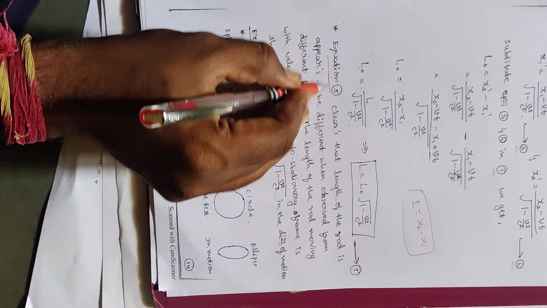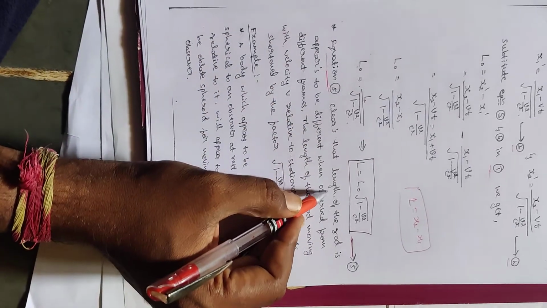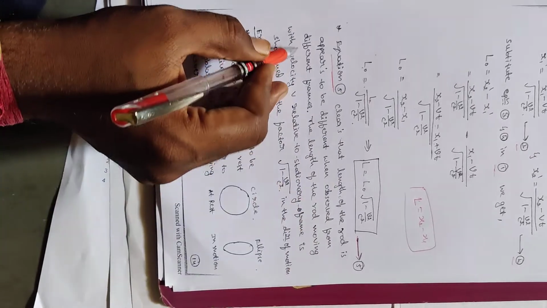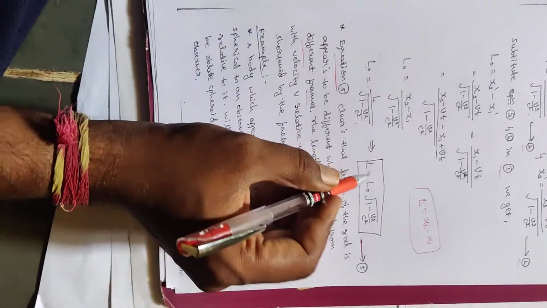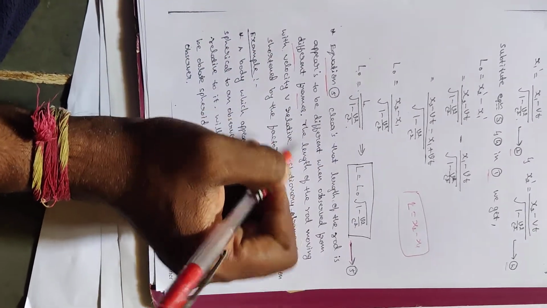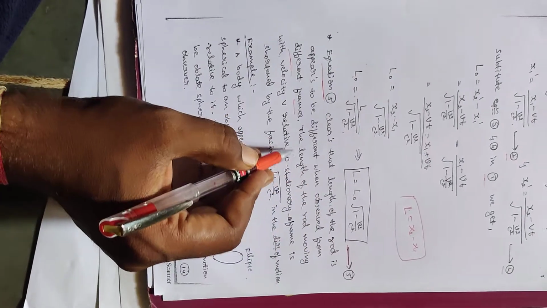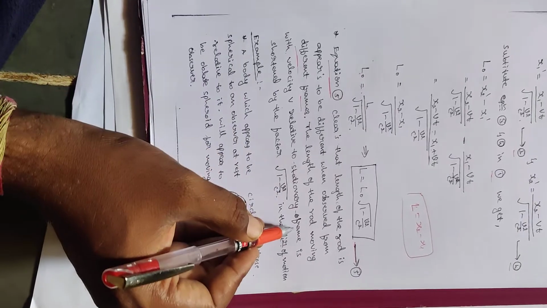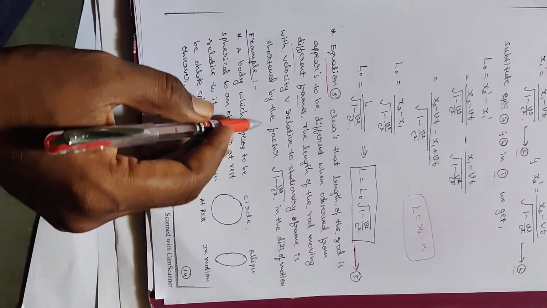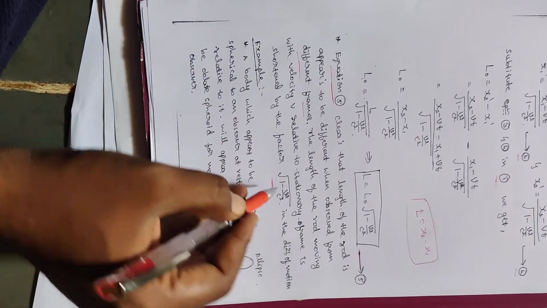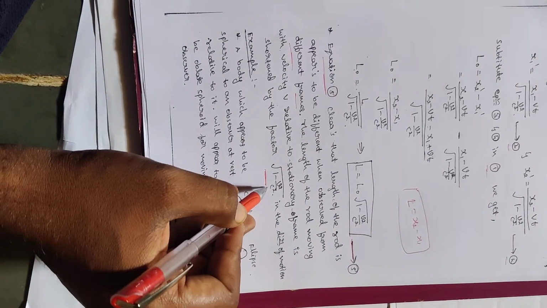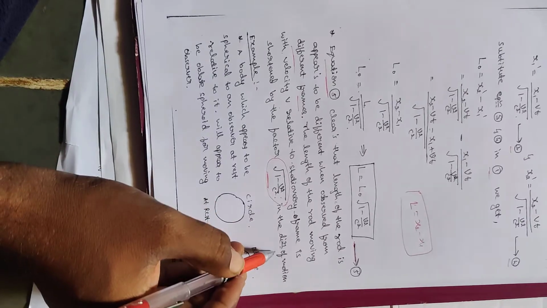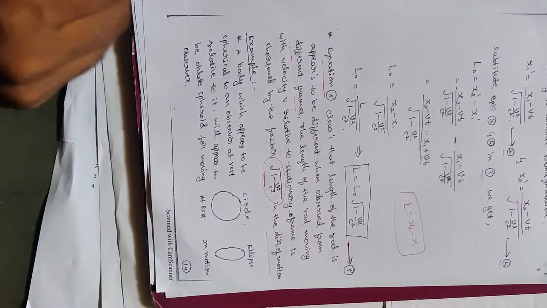This equation number 5 makes clear that the length of the rod appears different when observed from different frames. L and L0 are different. By this term, the length of the rod moving with velocity v relative to the stationary frame is shortened by the factor square root of 1 minus v square by c square. It is shortened by this factor in the direction of motion.